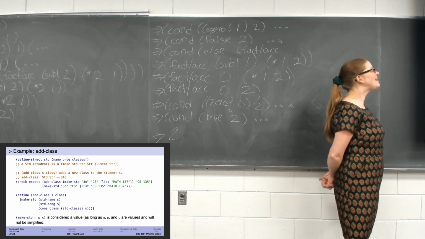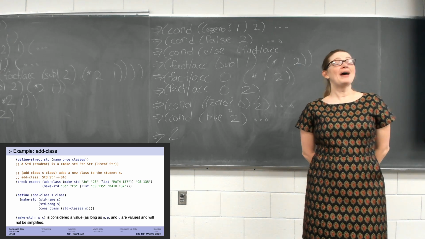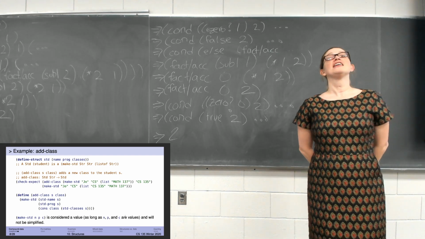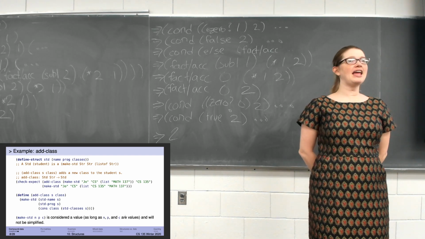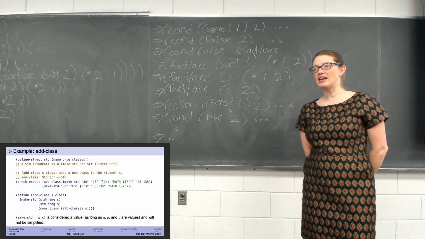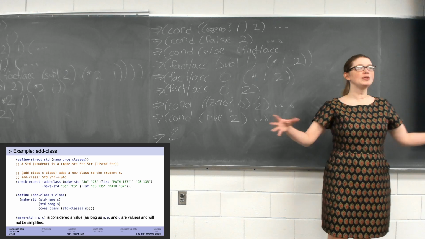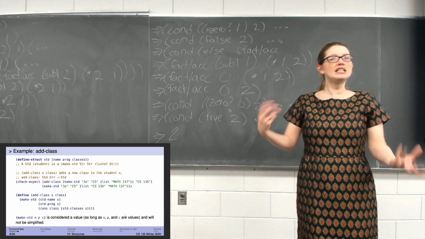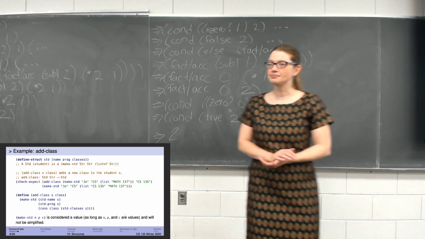So when we pass in a class and a student, we actually get out a new student structure where the name and the program are the same, but the class list is different to reflect the change that we made to it. They are two separate things. What happens to the old copy of you really depends on context.